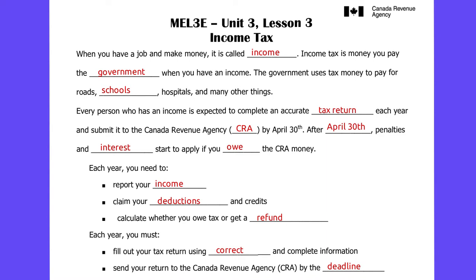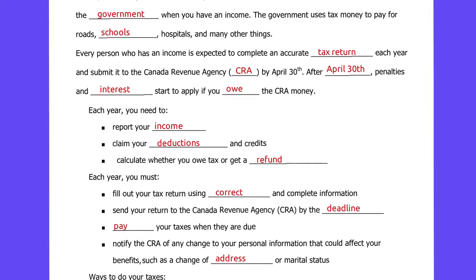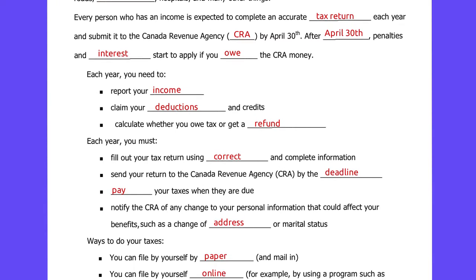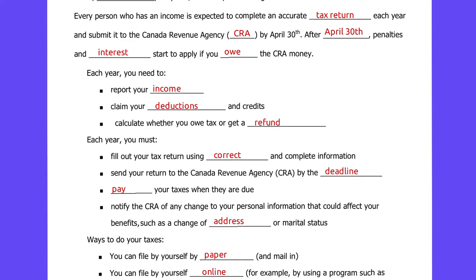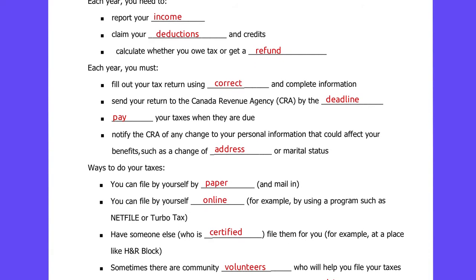Each year you need to report your income, claim your deductions and credits, and calculate whether you owe tax or get a refund. In order to do this, each year you must fill out your tax return using correct and complete information. We'll look more into this a little later in the lesson about what type of information we're talking about, but it's information that will be given to you or sent to you. Then you need to send this return to the CRA by that deadline of April 30th. You also need to pay your taxes when they're due. So if you do owe money, you need to make sure that you're paying that.